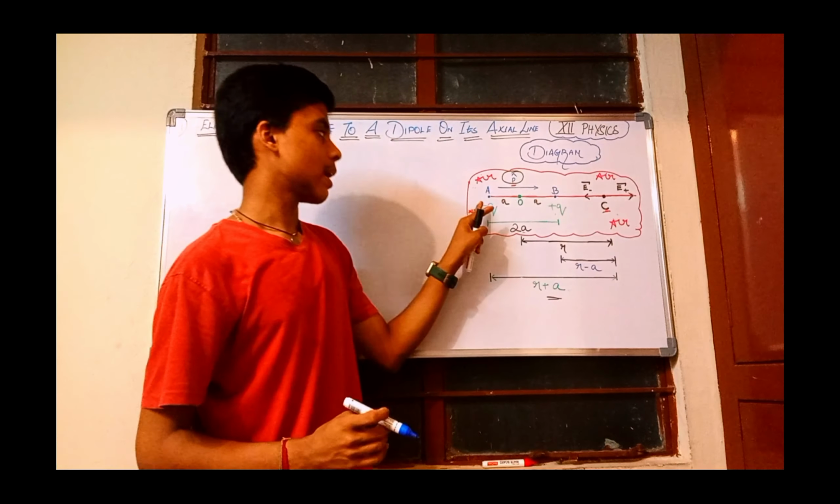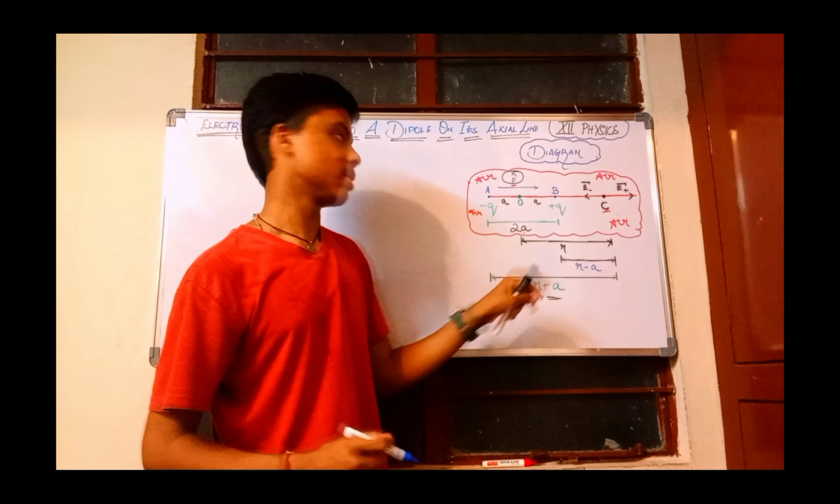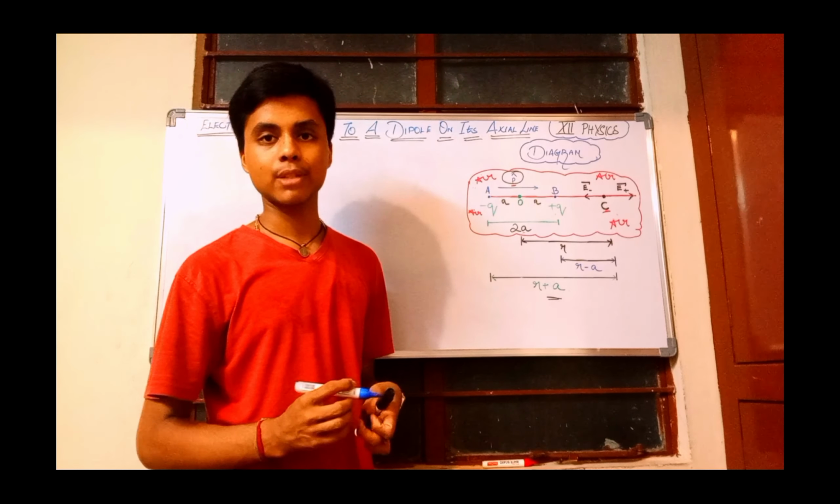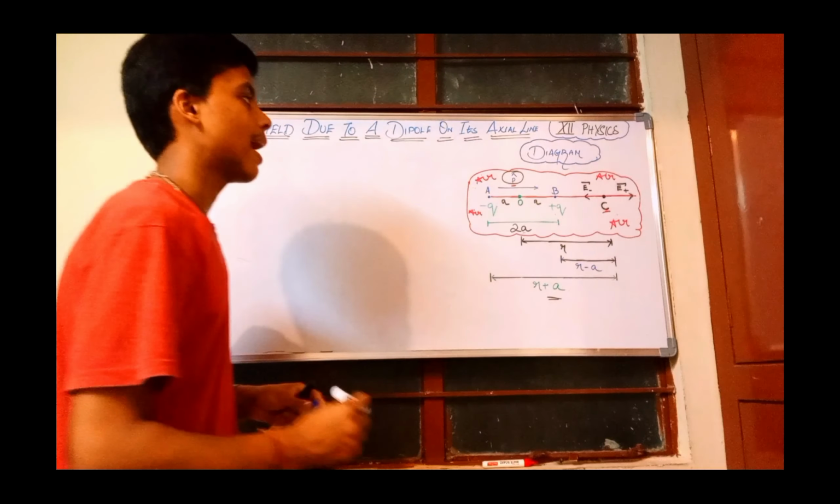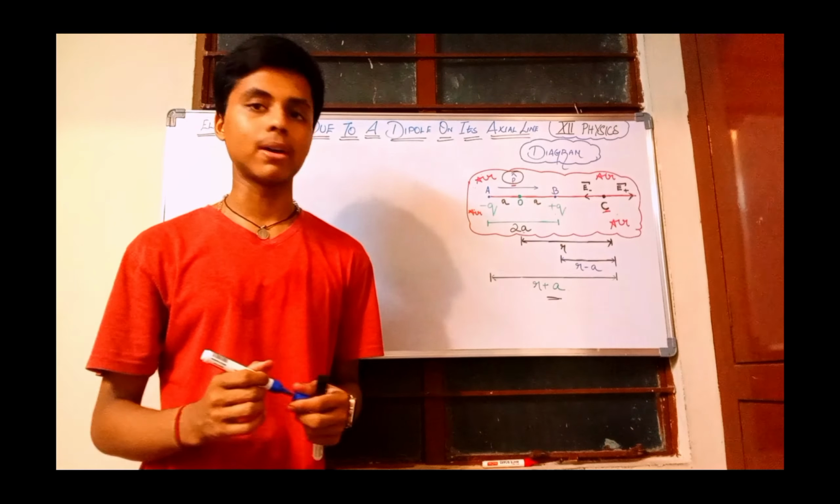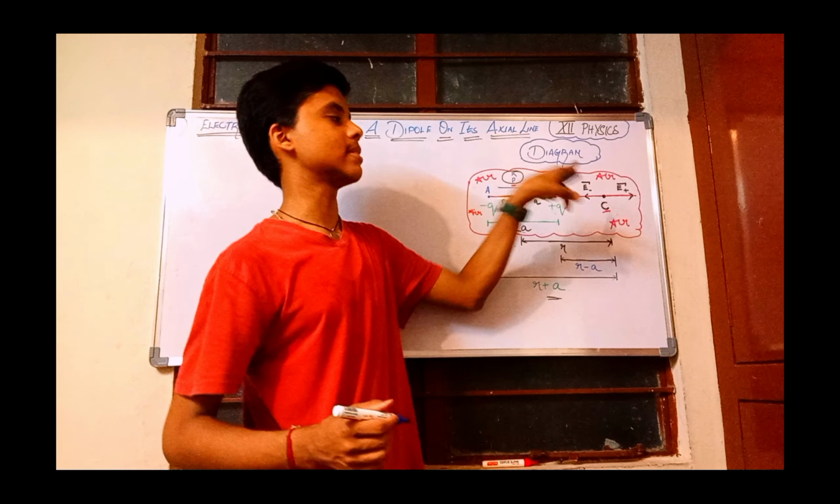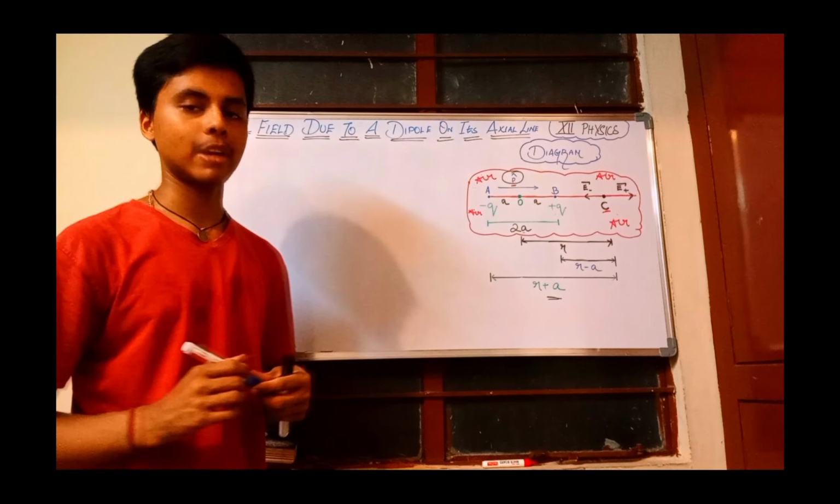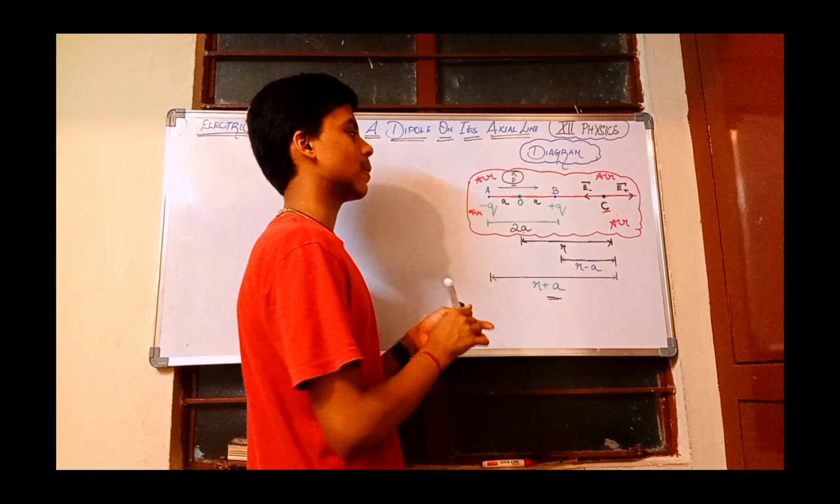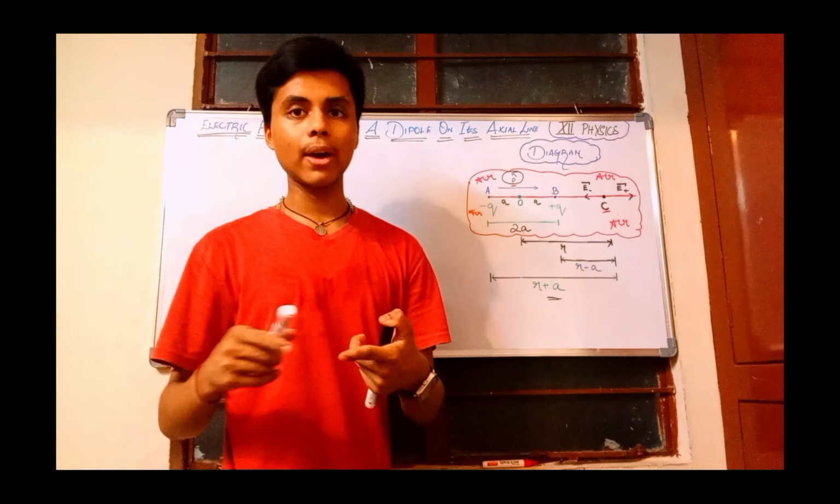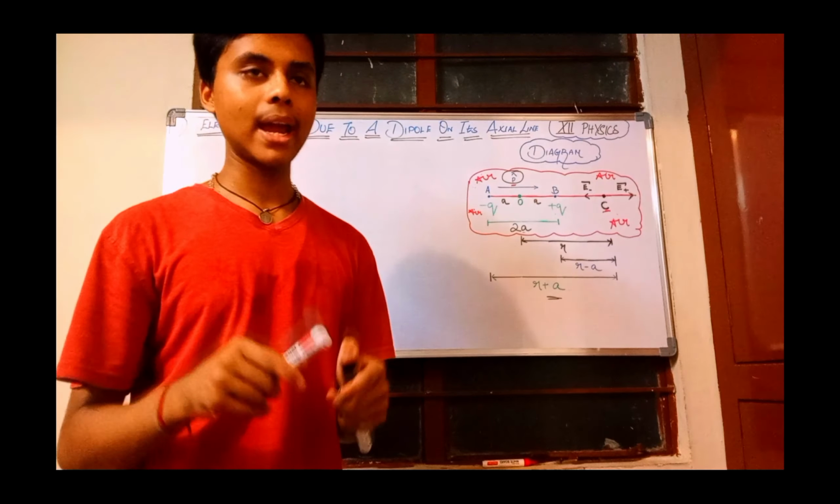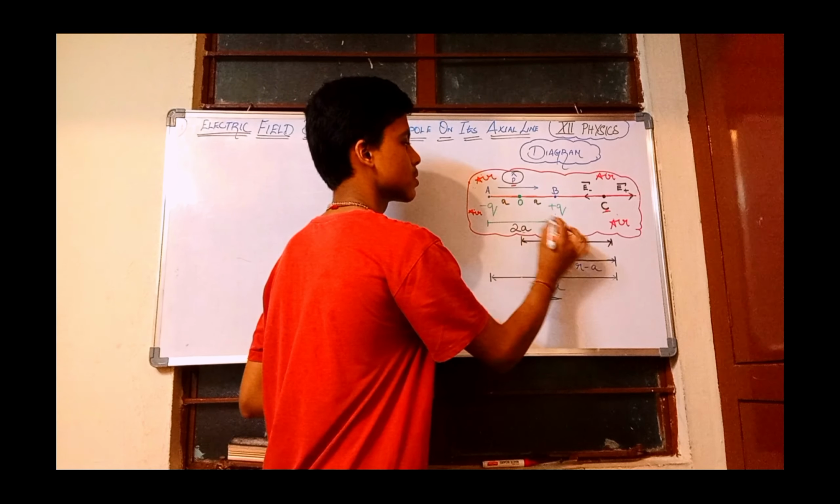So I have taken AB as the electric dipole. At point A is the minus Q charge, which is the negative charge. And at point B, I have plus Q charge, which is the positive charge. And I've taken point C as the observation point. Now, as I know, an electric dipole is two equal and opposite charges separated by a small distance. 2a is the distance of the electric dipole. So the distance is 2a.